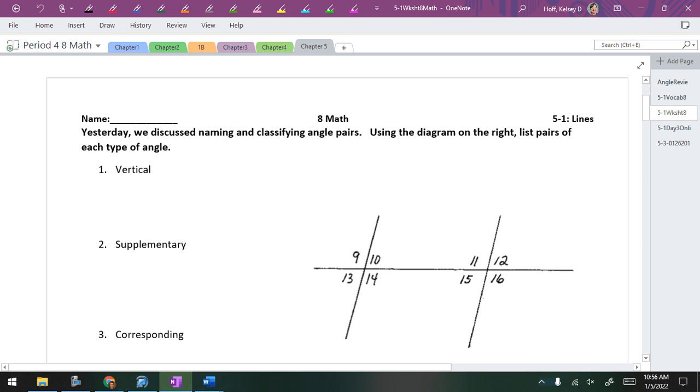It says, yesterday we discussed naming and classifying angle pairs. Use the diagram on the right and list pairs of each type of angle. I'm going to give you 3 minutes, and I want you to look at that diagram and write as many pairs of every type of angle on 1 through 5 that you can, and then we're going to circle around the room and see how many we can get. Okay? 1 through 5, list as many vertical angles, as many supplementary angles. I'm going to give you about 3 minutes.